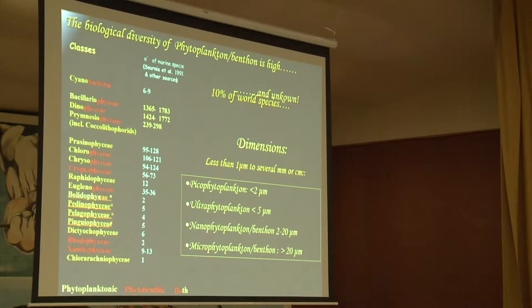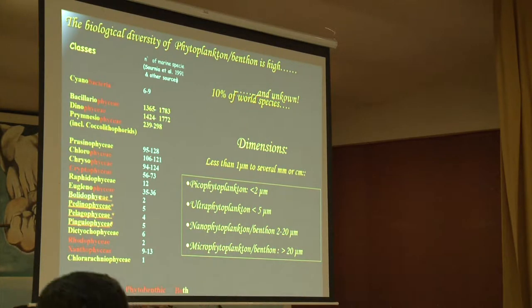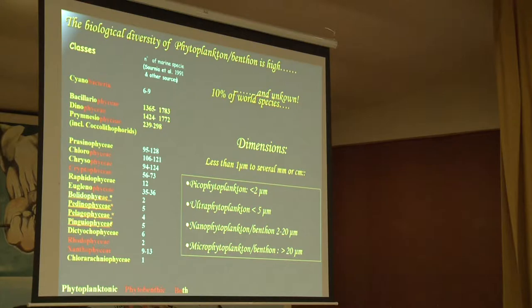In fact, if you consider the main divisions of microalgae that constitute the microphytobentonic or microphytoplanktonic biological compartment, we see that there are many divisions in which there are very, very few species, and others in which there are a lot of species. But more or less, 60% of the species are phytobenthonic species, so species of microalgae that live attached to some substrate, and 40% are phytoplanktonic species. Phytobenthon is less studied than phytoplankton.